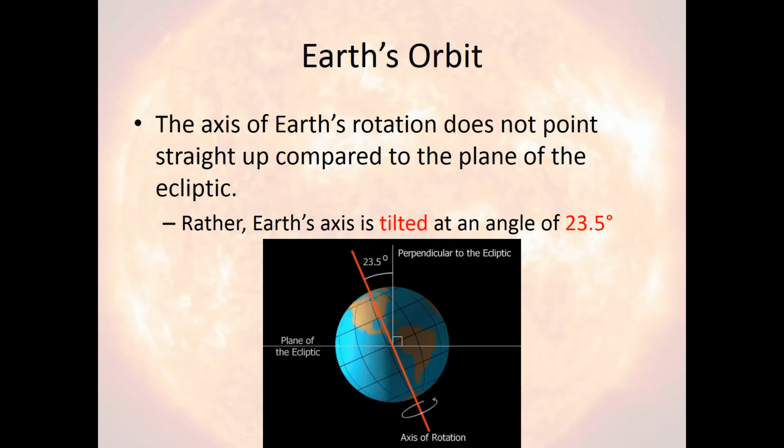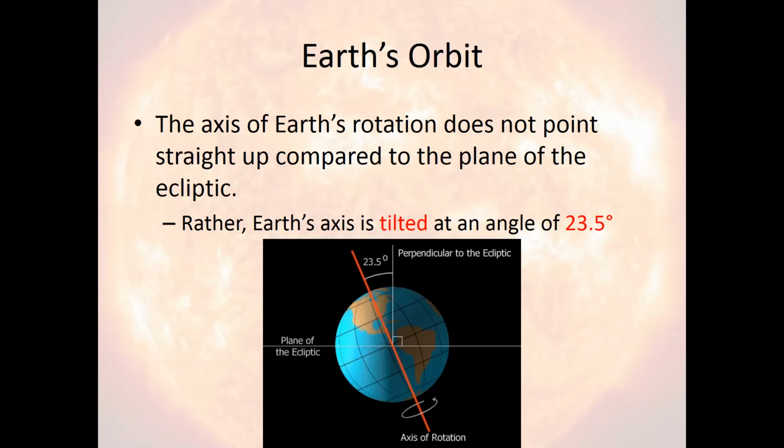If you were standing right now on a floor, let's suppose that the floor is the plane of the ecliptic, and you're standing straight up. That's what's called perpendicular. Earth's axis does not stand straight up. Rather, it's tilted at an angle of 23.5 degrees. Now, this is important because this actually means that as the Earth is orbiting the sun, there's a time of the year where one hemisphere is getting more sunlight than the other hemisphere.